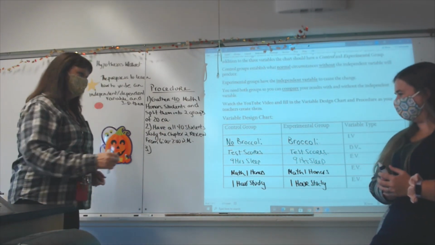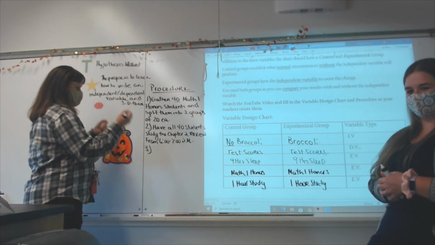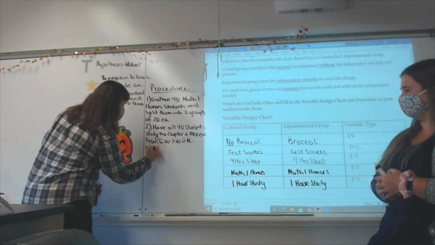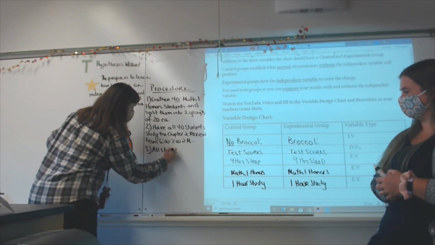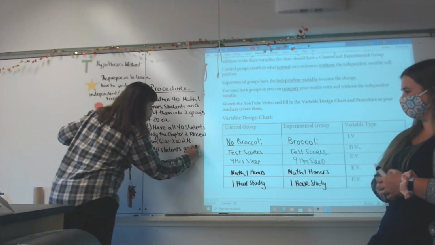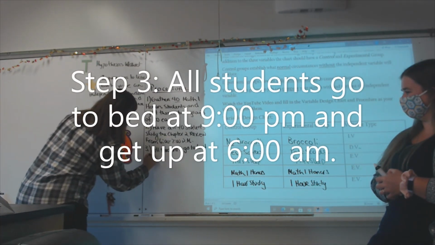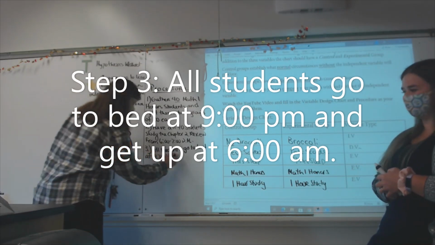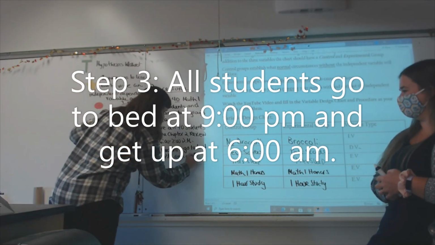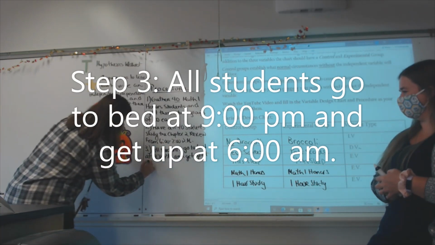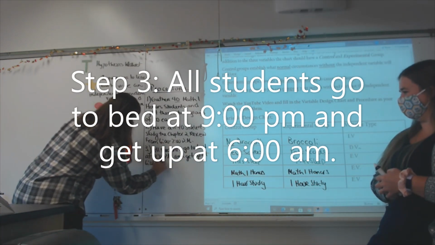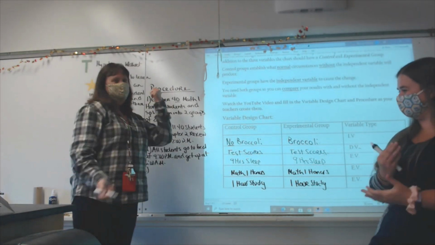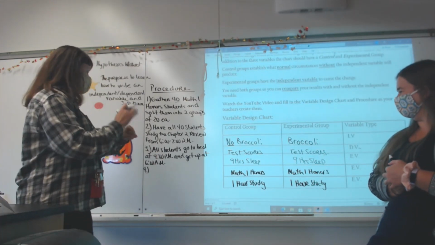Well, next is that good night of sleep, 9 hours. So for my students to get 9 hours of sleep, they're going to need to go to bed by 9 o'clock. Okay, so all students go to bed at 9 p.m. and get up at 6 a.m. And that 9 o'clock bedtime is not 9 o'clock to scroll on Instagram and stay up staring at your screens all night. That's bedtime. Turn the lights off. Get some good sleep.